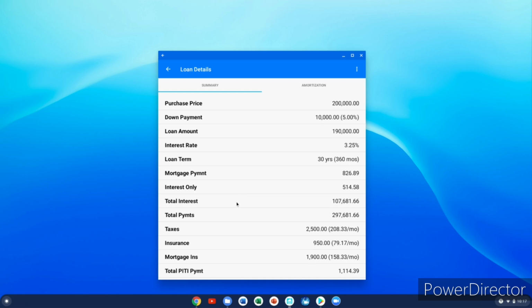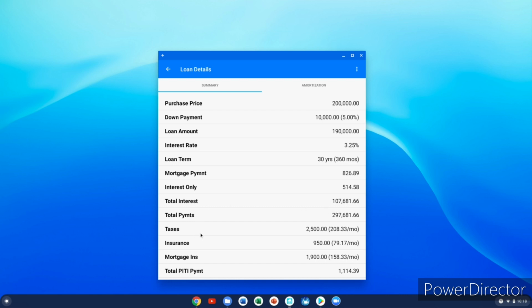So total interest, this even breaks down. If you only make the minimum payment for 30 years, you're going to pay in total interest payments of $107,681, or total payments of $297,681. Where I got that from was $107,000 plus my loan amount of $190,000, which gave me that $297 right there. Okay, so let's keep going.